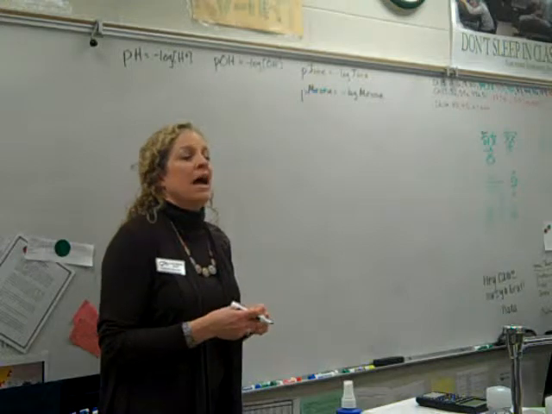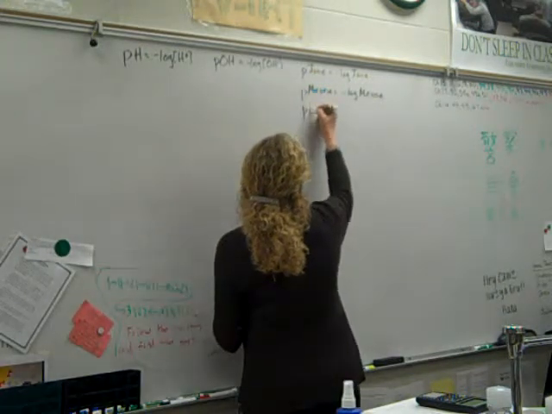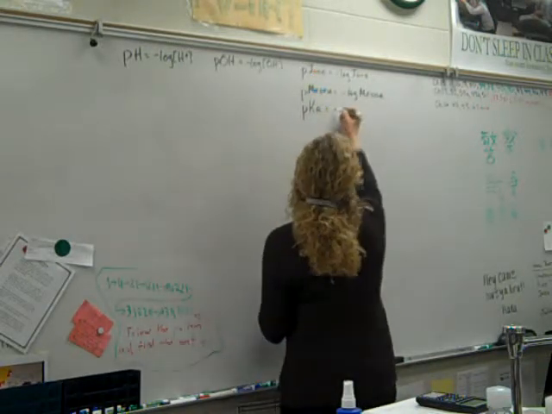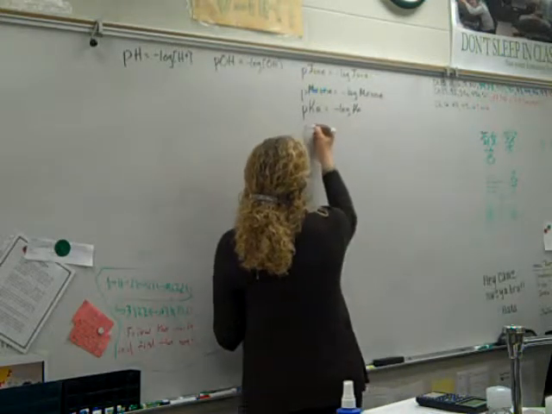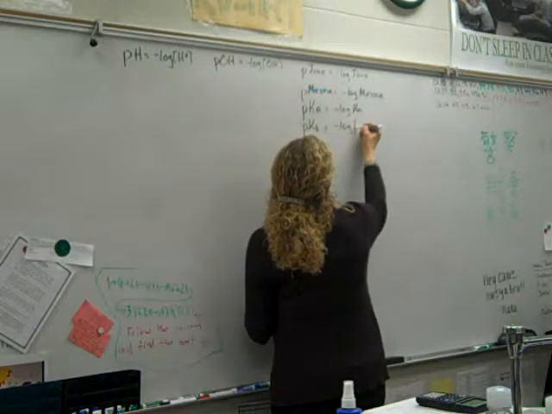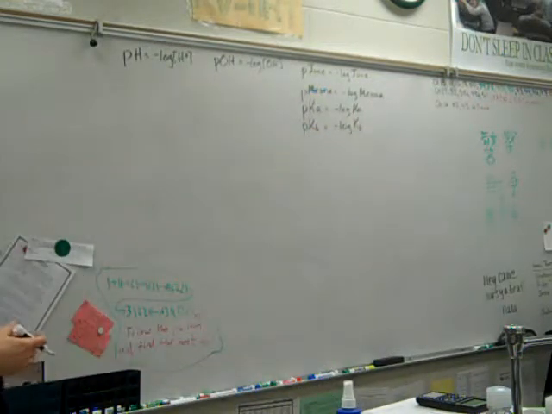Now, guys, you might encounter this, pKa. What is pKa? Of a weak acid, the negative log of what? Of weak acid Ka. What's pKb? Negative log of Kb. So all P means is take the negative log of something.